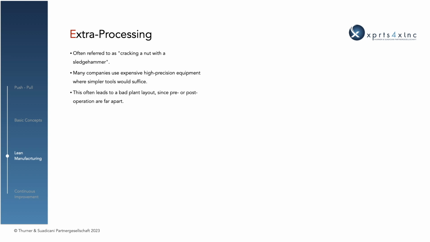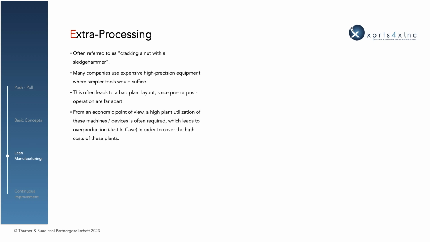Extra processing is often referred to as cracking a nut with a sledgehammer. Many companies use expensive high-precision equipment where simpler tools would suffice. This often leads to a bad plant layout, since pre- or post-operation are far apart. From an economic point of view, a high plant utilization of these machines or devices is often required, which leads to overproduction in order to cover the high costs of these plants.